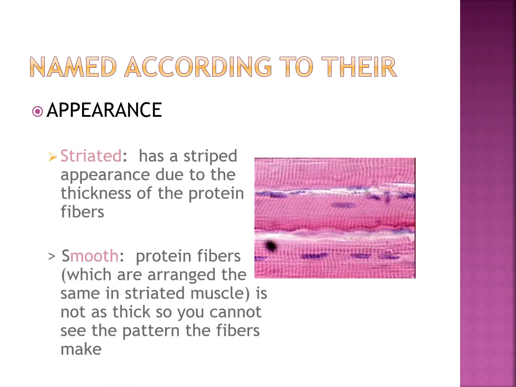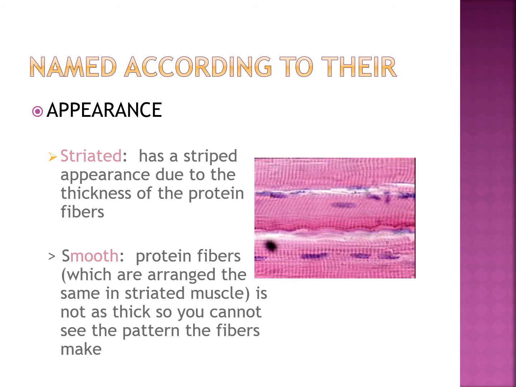Now, in the case of muscle tissue, if you remember, they are named according to their appearance. And in another video where we talk about muscle structure, we talk about these patterns, these protein arrangements that are called sarcomeres. Well, in the case of striated, this is a picture of skeletal muscle, and skeletal muscle is striated, meaning when you look at it, you can see stripes.